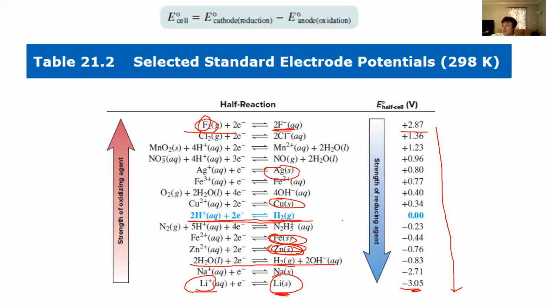This equation, this zero potential, is called the standard hydrogen electrode, SHE. The half cell potential of each half reaction is determined by pairing the one you're interested in with this SHE. So we measure the potential at standard state.